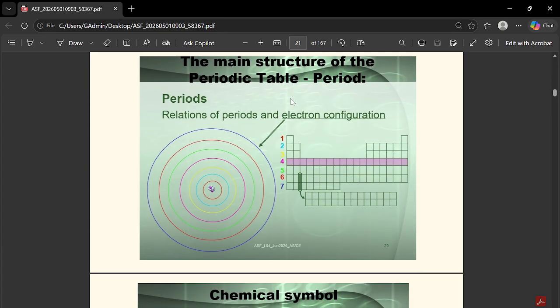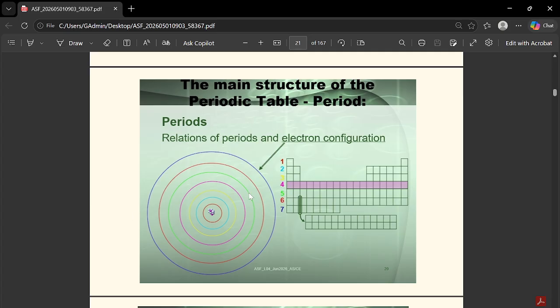So you can go and see down here, talking about the periods. Periods just show you how many shells of electrons they have. If you do know, the first shell down here consists of 2 electrons, followed by the second shell, which has 8, and so on.